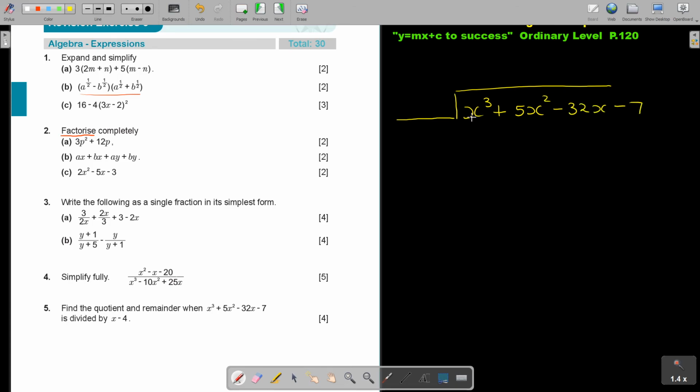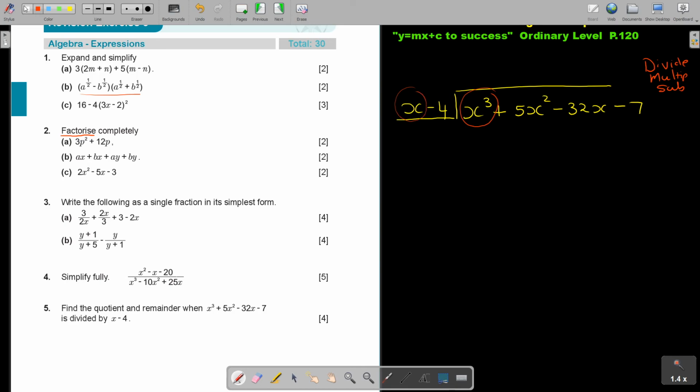Okay, now if it's an x cubed, an x squared, an x, always arrange it in order. And then in front you have an x minus 4. Okay, now start. As I said, it's always 3 steps. The 3 steps are divide, then multiply, and then subtract. So you always take this first term and you divide it by this first term.